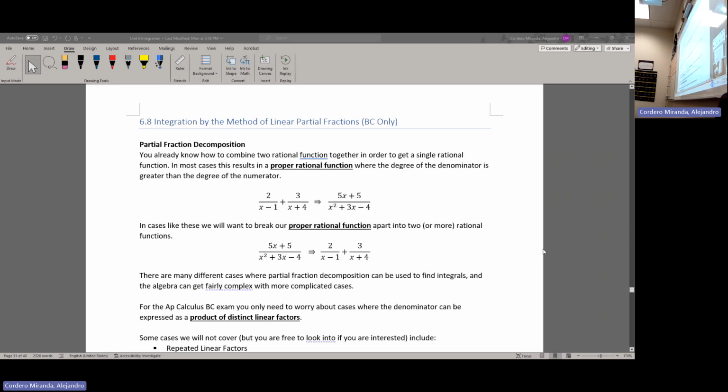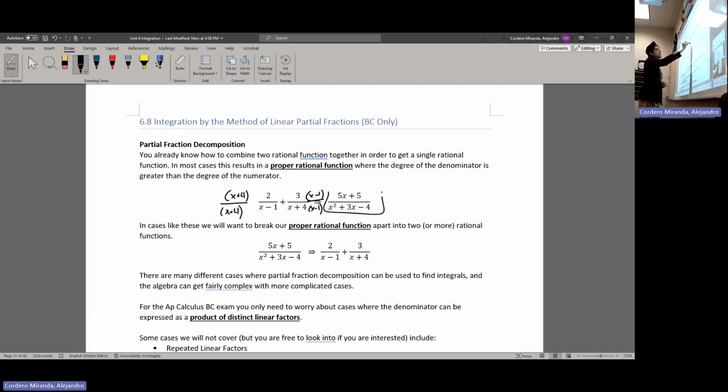Let me show you the idea going backwards, which is the more normal direction that you already know. This little paragraph says that when you have two fractions and you're trying to add or subtract them, you need a common denominator. So I would multiply this one by x plus 4 over x plus 4, and this other one by x minus 1 over x minus 1. Foil everything out, combine like terms, and I'd end up here.